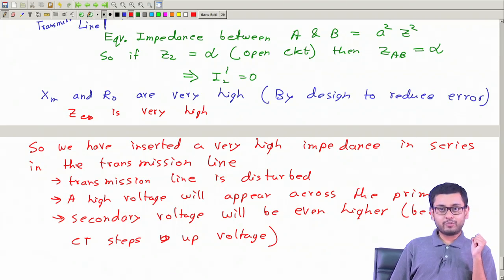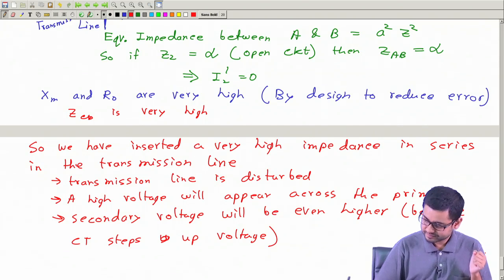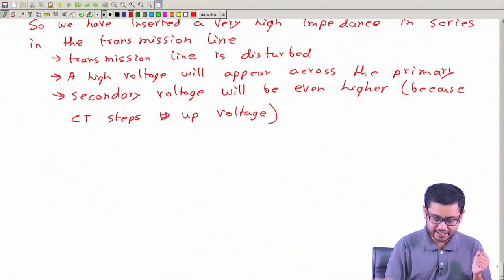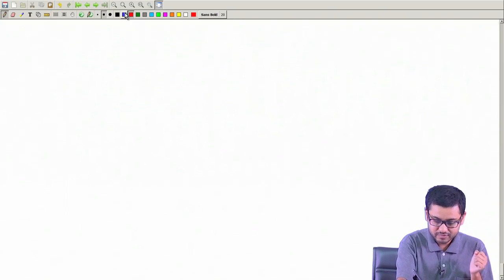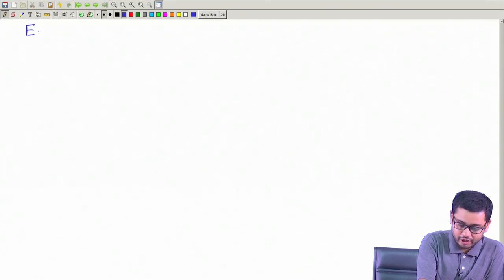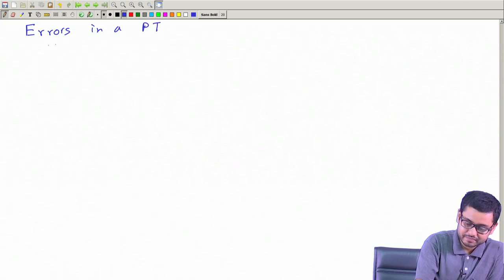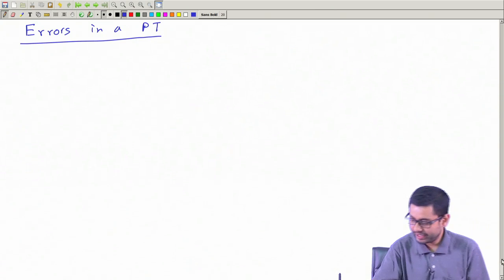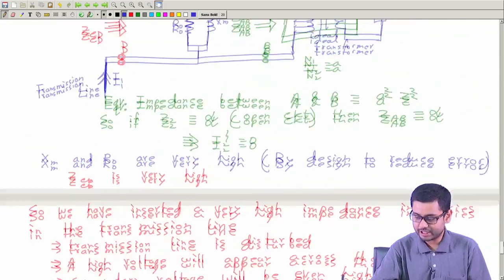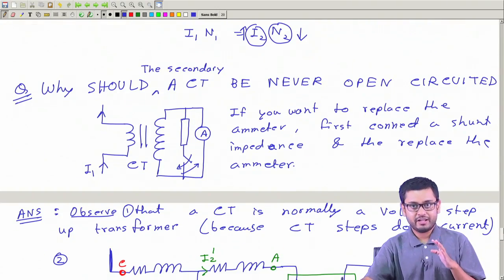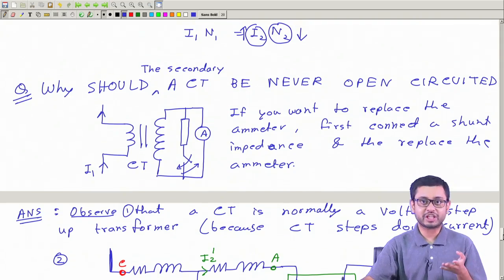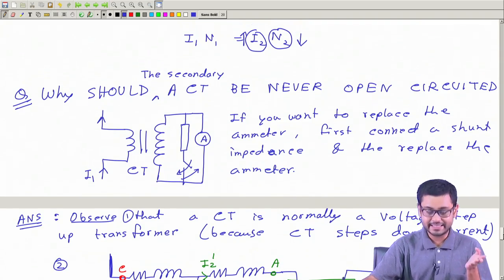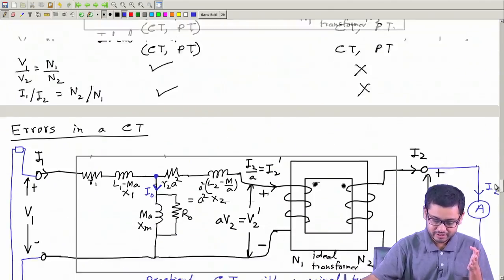Now let's come to PT, that is potential transformer. So let's talk about errors in a PT. The discussion will be very similar, like a mirror image to the discussion of the CT.